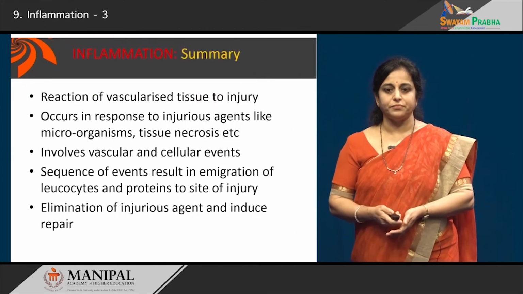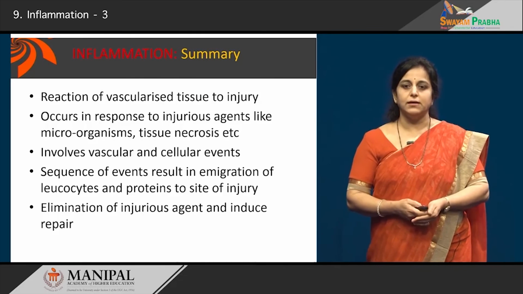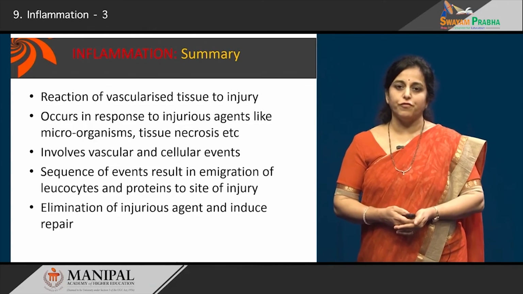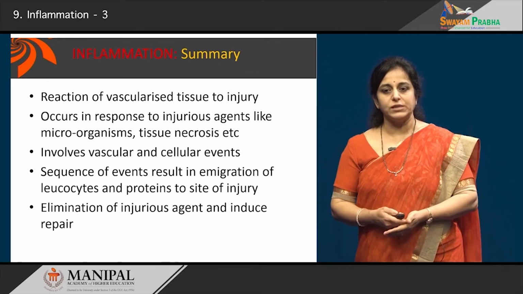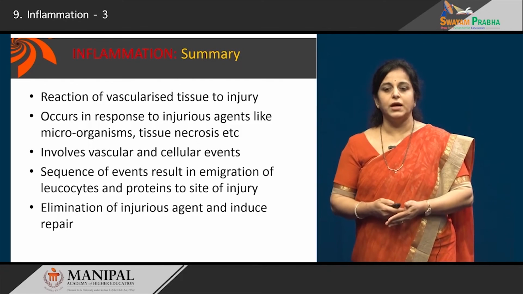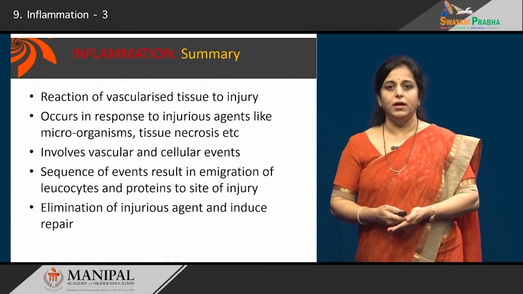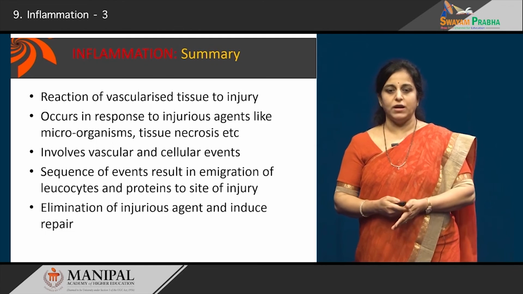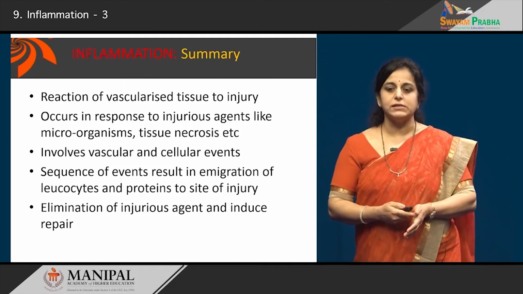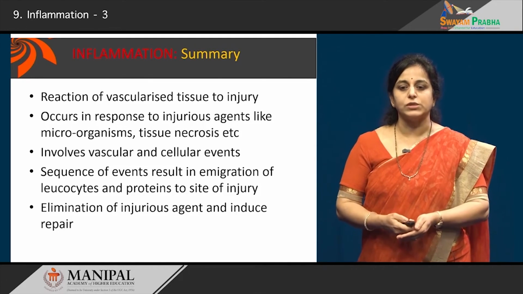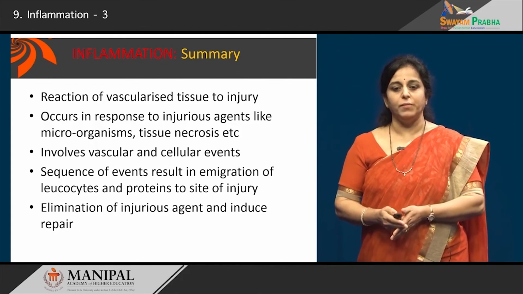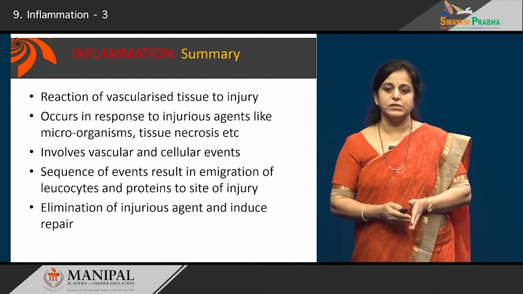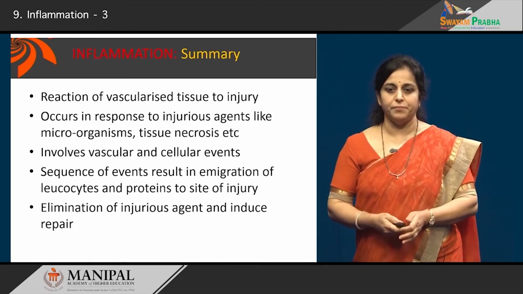role. So, to summarize, inflammation is a reaction of vascularized tissue to injury. It occurs in response to injurious agents like microorganisms, tissue necrosis, etc. It involves vascular and cellular events, and the sequence of events result in emigration of leukocytes and proteins to the site of injury, and the purpose of inflammation is to eliminate the injurious agent and to induce repair.